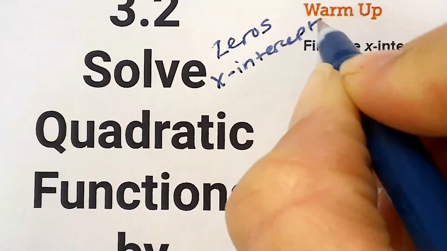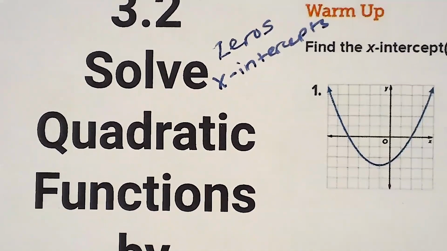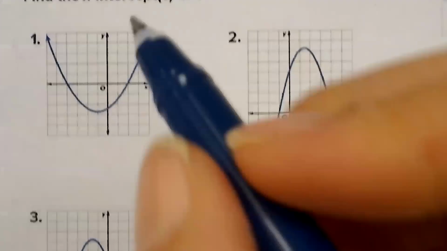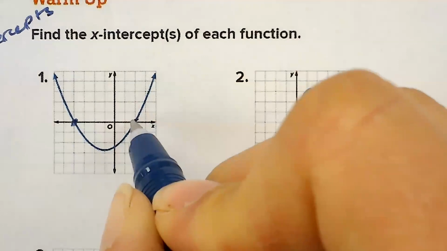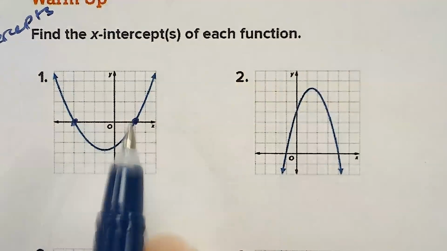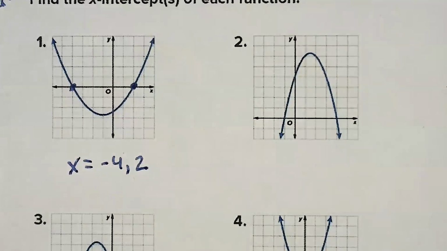of the graph. Okay, zeros, x-intercepts, and solutions are all kind of intertwined in these. So when we are looking for the solutions to quadratic functions, it's the same thing as finding the x-intercepts of the function. So we can pick out where it crosses the x-axis. This one crosses at -4 and at 2. So x equals -4 and 2 would be the x-intercepts and the solutions.